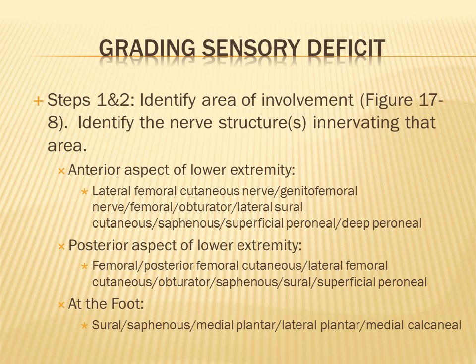Okay, so those are the general steps involved. So let's take a look at this now from a slightly deeper level and in a little bit greater detail. Steps 1 and 2 are to identify, first of all, the area of involvement. Figure 17.8 gives us the general areas of involvement where we can start to localize our focus. Then once we have the area of involvement, we can identify the nerve structure or structures that innervate that area.